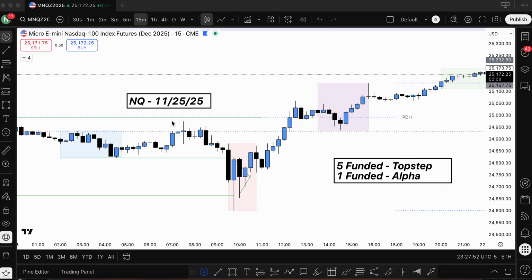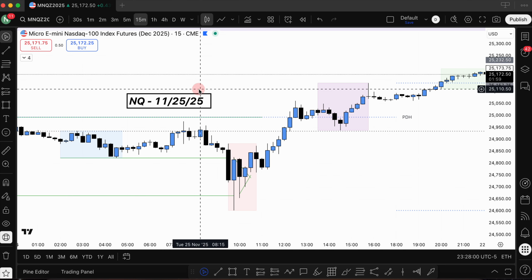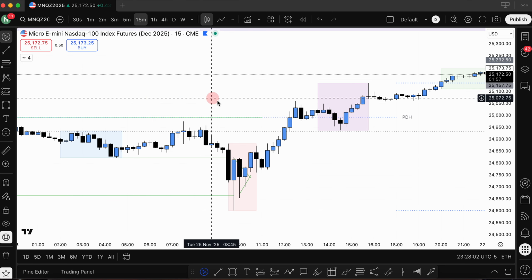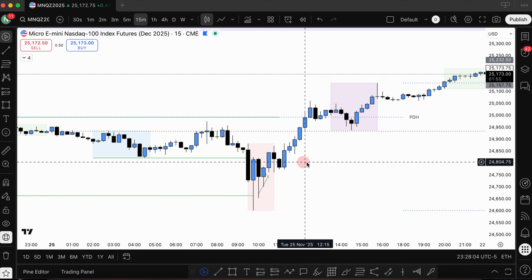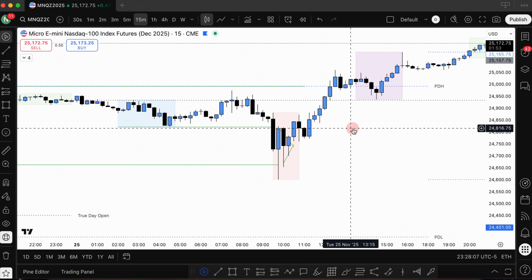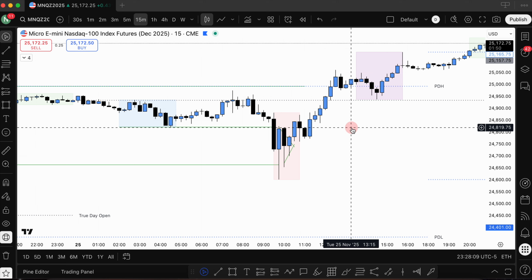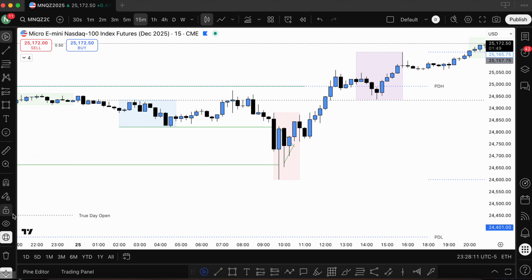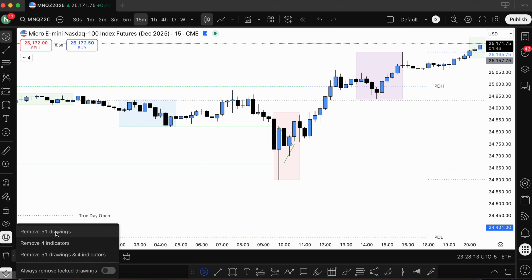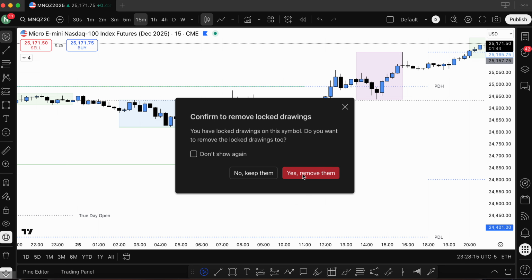Today's November 25th, and my current status is I have 5 funded Top Step accounts and 1 funded Alpha. I only took a real quick scalp on my Alpha trade. I didn't take it on the Top Step. I'm going to clear my screen right here and start from scratch, just to show everything.